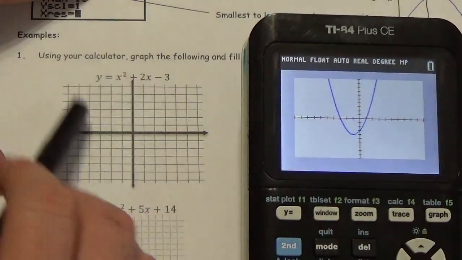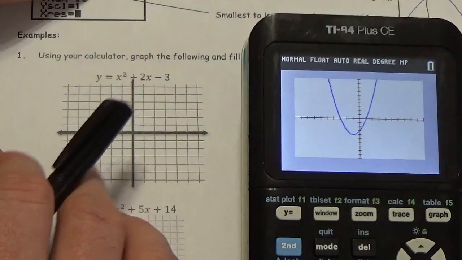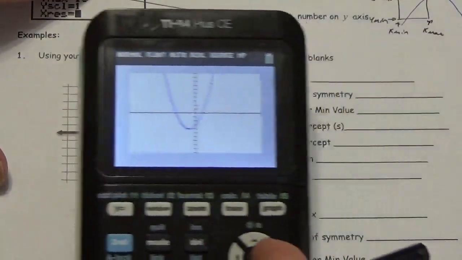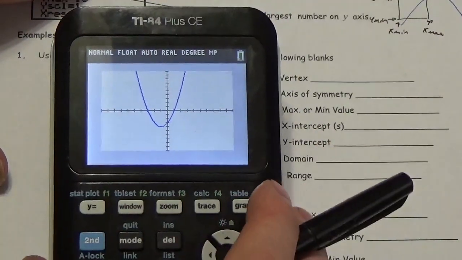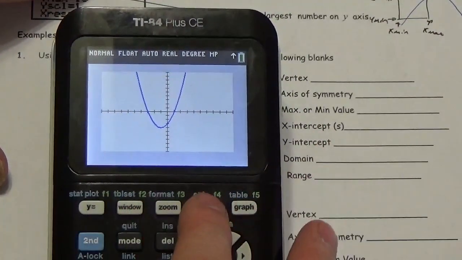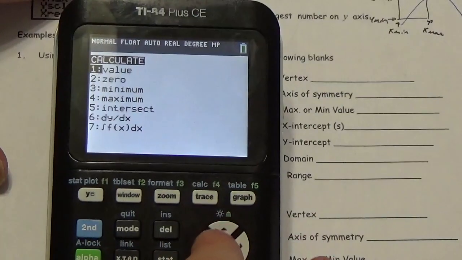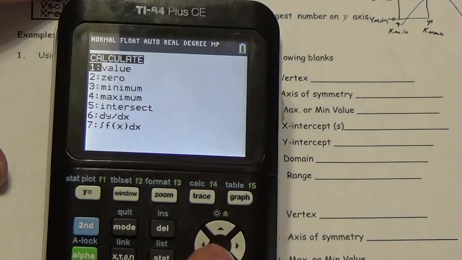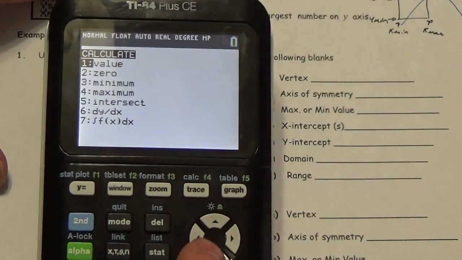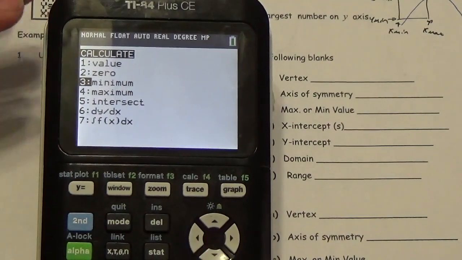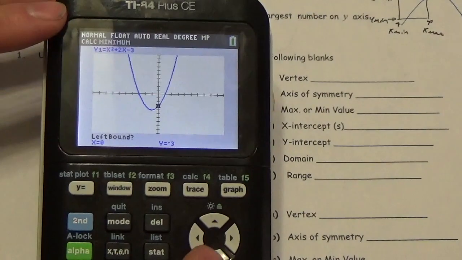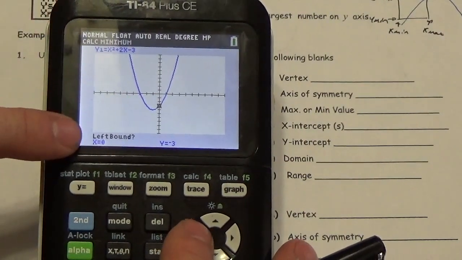Now, I don't really have enough for me to give myself a good sketch here. I actually need to find some of the details. I mean, granted, I can kind of intuit where some of the things are here, but I want to do better than that. So I'm going to press second trace. And the first thing I'm going to look for here is the vertex. Now, I know that my parabola opened up, so the vertex is going to be a minimum. So I'm going to choose the minimum feature, and it asks me for a left bound.